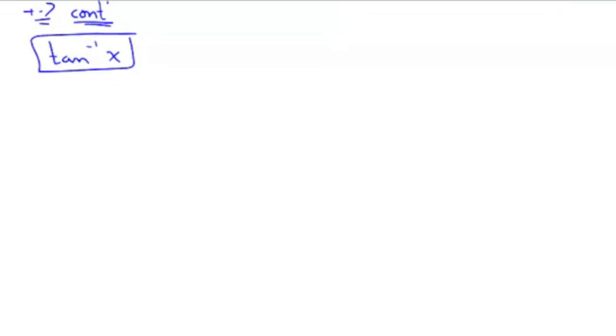Let's look at f of x equals tan of x. We pretty much know what the graph of it looks like, one period of it at least. It starts over here at negative pi over 2 and ends over here at pi over 2. What happens at negative pi over 2 and pi over 2?